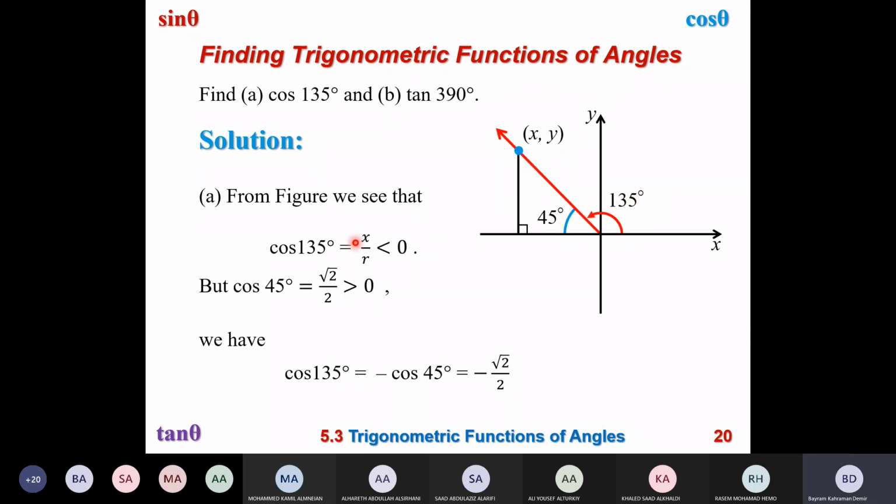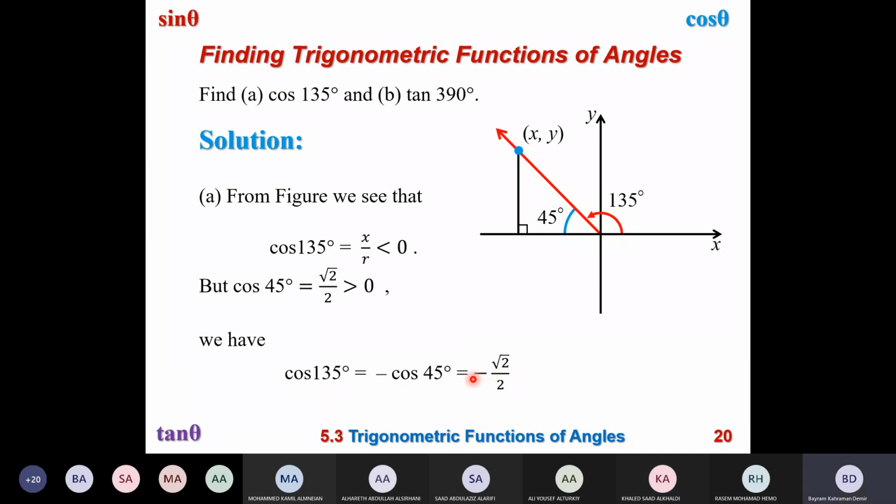So we are looking for cosine 135. Well, clearly cosine is a negative number in the second quadrant. But the cosine of 45 is root 2 over 2. Of course, it is a positive number. So to get the value of cosine 135, we are going to just multiply cosine 45 by negative. That's all we need to do. So it is negative root 2 over 2.